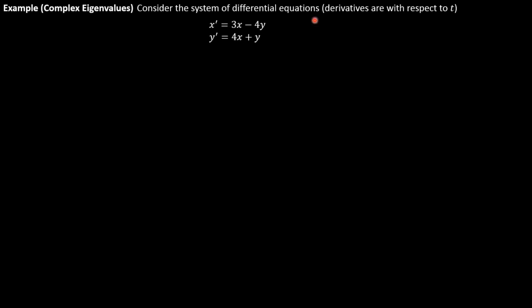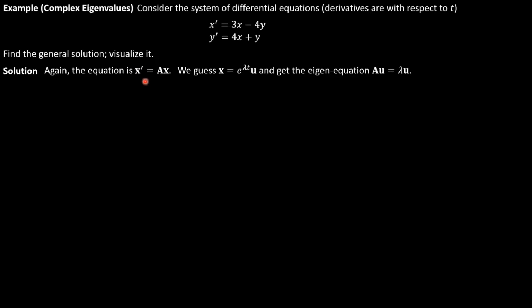Well, thankfully, all the rules of linear algebra apply to complex matrices, complex spaces. So here's an example of such a problem where you get complex eigenvalues. If you want to find the general solution, then you rewrite the system in matrix vector form. You guess at the solution e to the lambda t u. You get the eigen equation A u equals lambda u, and now we know that we need to find eigenvalues satisfying determinant (A minus lambda I) equals 0.